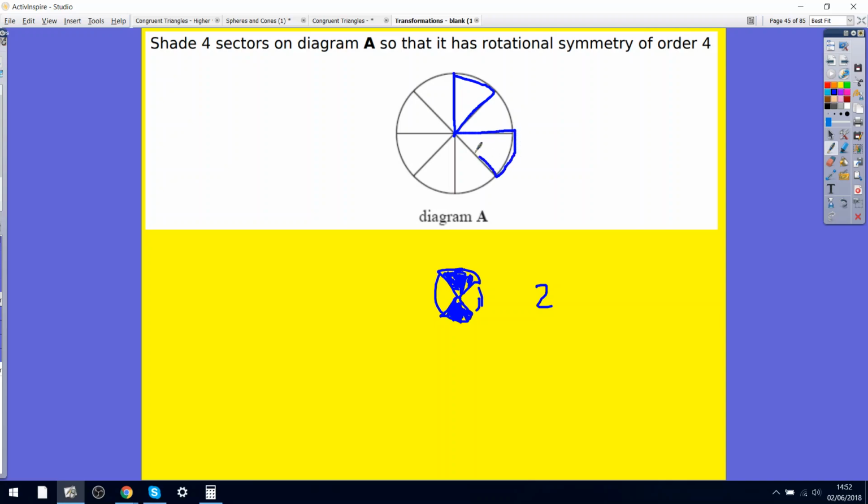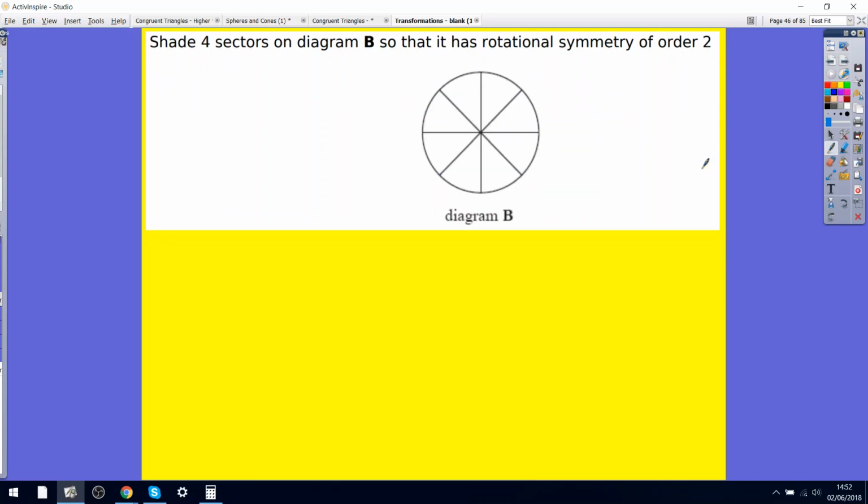That's right, yeah. Perfect. So it'd be like that, and that's the only way you can get it to have a rotational symmetry of 4. So basically, as you turn it, it will be perfectly on itself again 4 times. So once, twice, 3 times, and then back to the original will be 4. Any questions there?